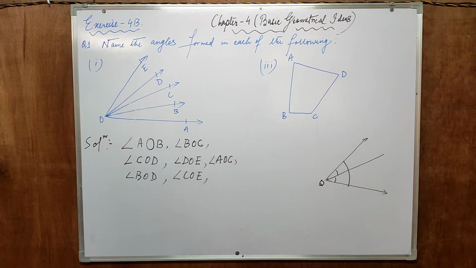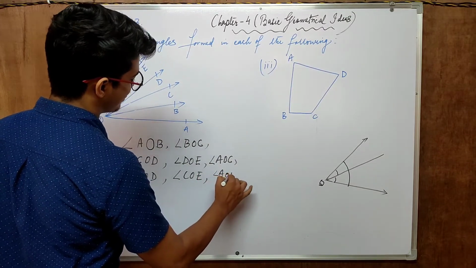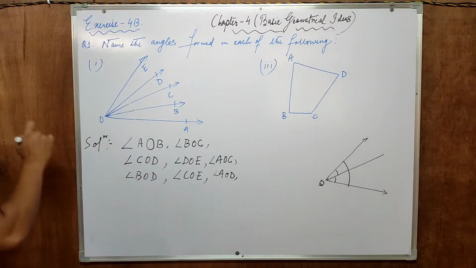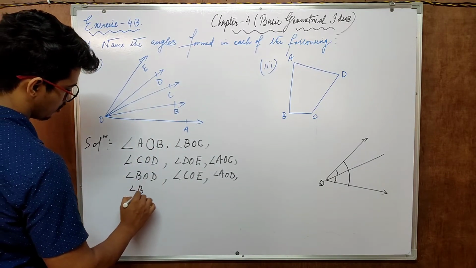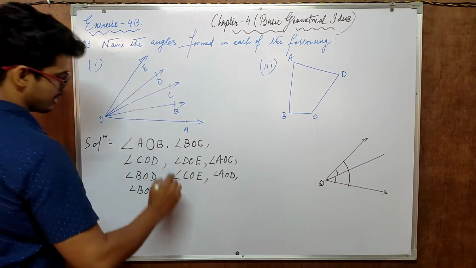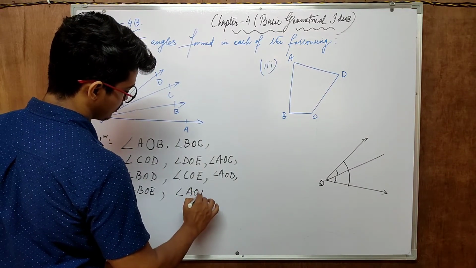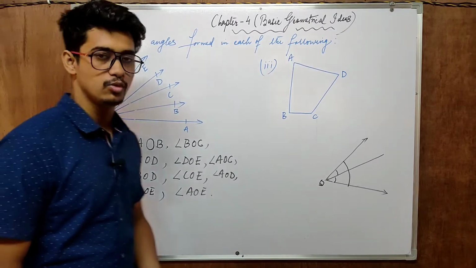All right. So now after COE, what exactly is remaining? That is angle AOD. After that, what exactly is remaining? That is angle BOE. And last but not the least, that is angle AOE. Done. So those are the total angles created in this particular figure. So let me just move on to the next one.